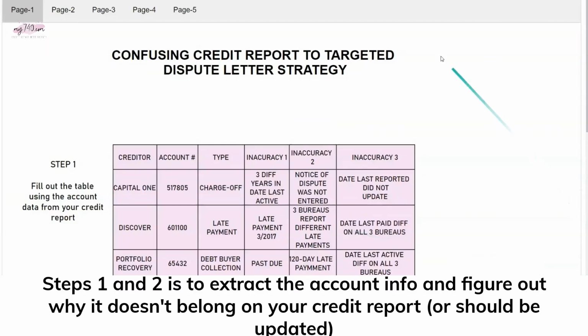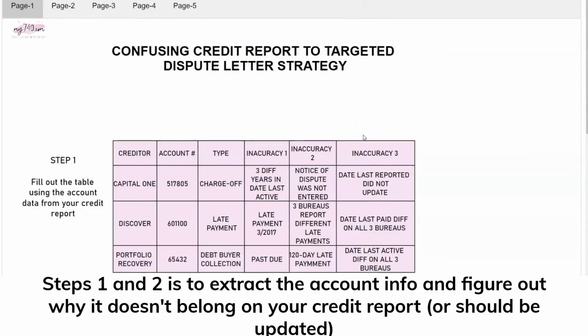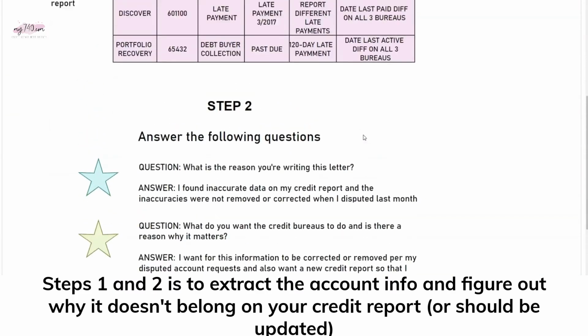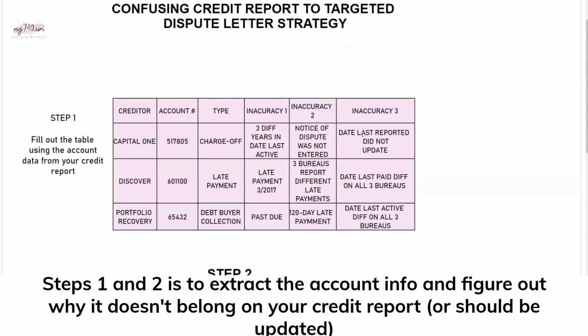Now, here are steps 1 and 2. So we're going to extract the account info from the credit report and figure out, just like Sesame Street teaches us, what doesn't belong about it. Why does it not belong on the credit report? That is the question that you need to answer. And we're going to fill out this table very simply: creditor name, account number, type, and put 3 inaccuracies that you see on there, or even violations.